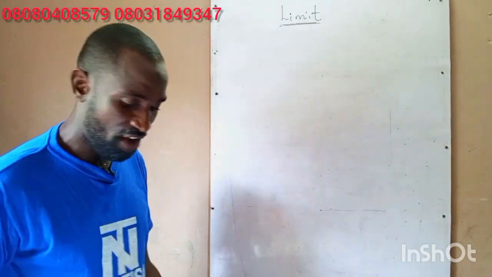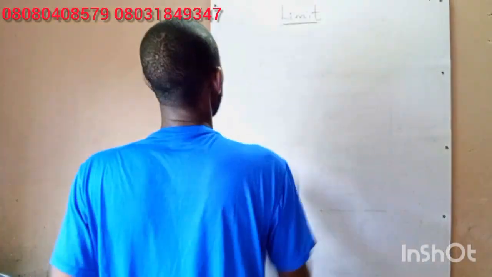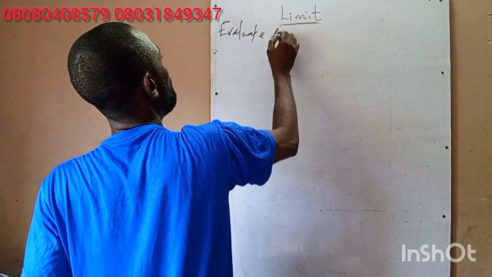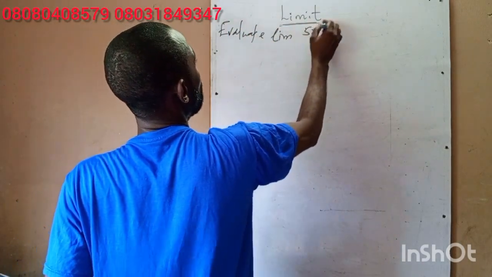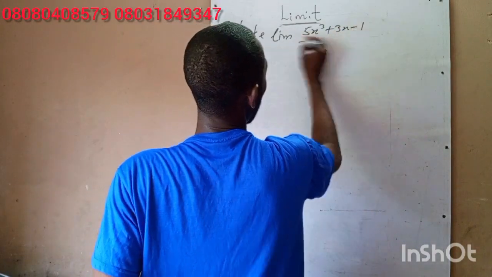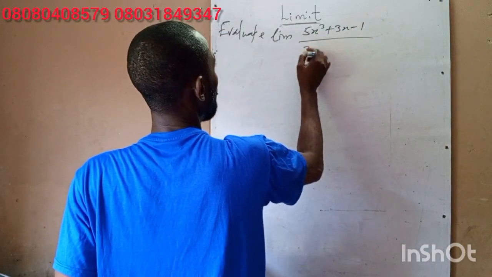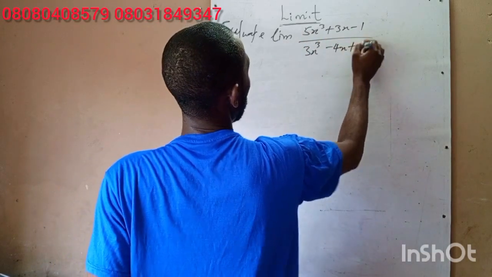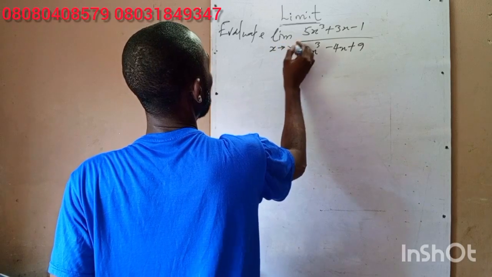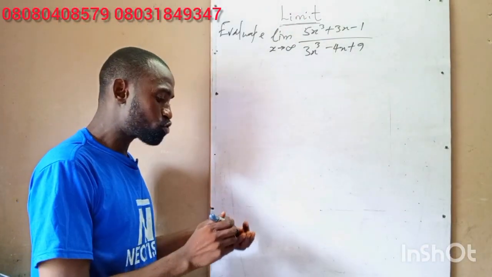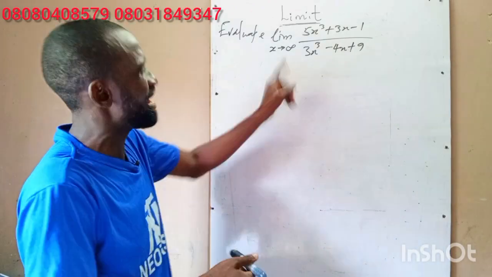Evaluate the limit of 5x cubed plus 3x minus 1 all over 3x cubed minus 4x plus 9 as x tends to infinity. Whenever it's a question like this, you divide through by the highest power of x.